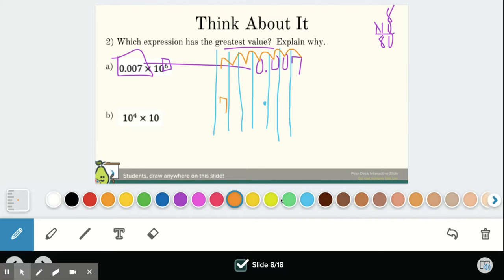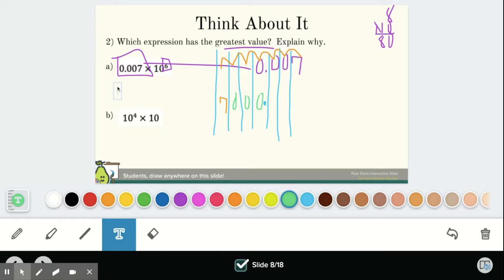And now I need to put zeros all the way to the ones place. So 1 zero, 2 zeros, and 3 zeros, okay? I don't need to put a 0 here. It wouldn't change anything. Right now I have a 7,000, and it doesn't matter if I keep putting zeros. It's going to stay as a 7,000. So I'm going to type this right over here, and I'll put the comma now. So 7,000 for letter A.